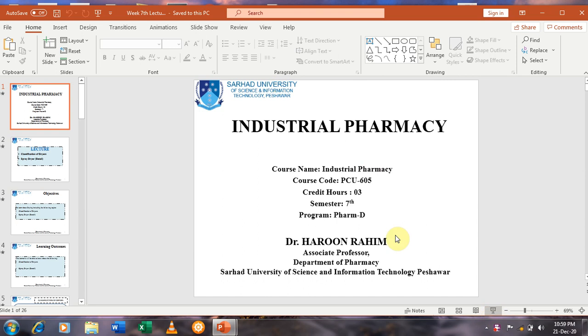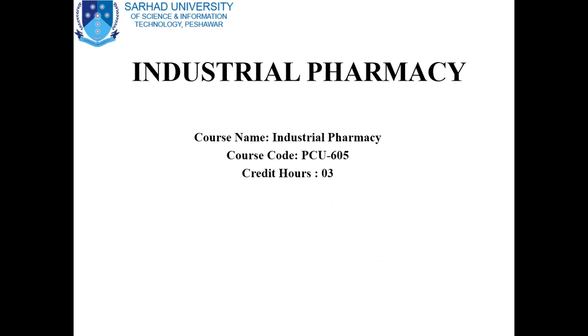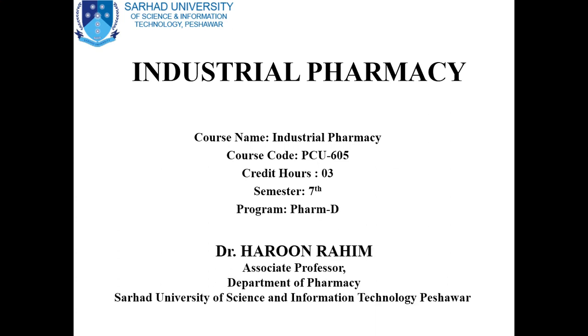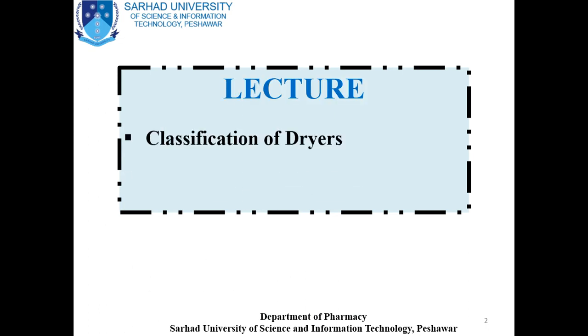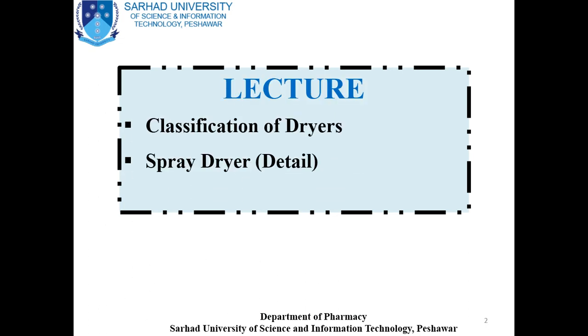As you know, the course name is the next chapter of this. The course code is PCU605 and 7 Cardinal 3. And today's lecture is entitled Classification of Dryers, and the second topic is the spray dryer. We will discuss in detail.